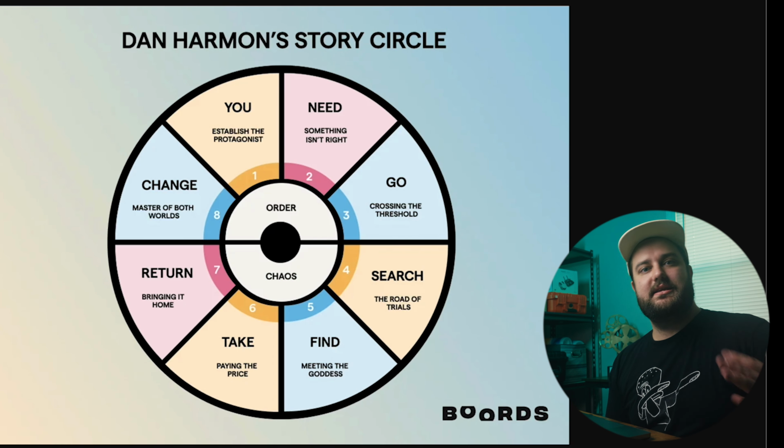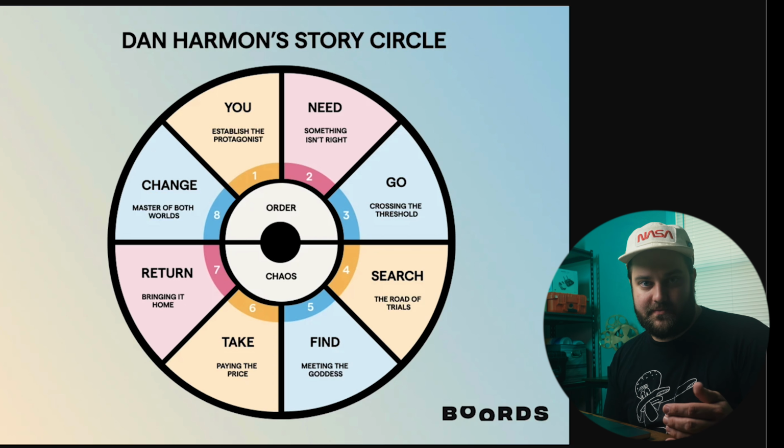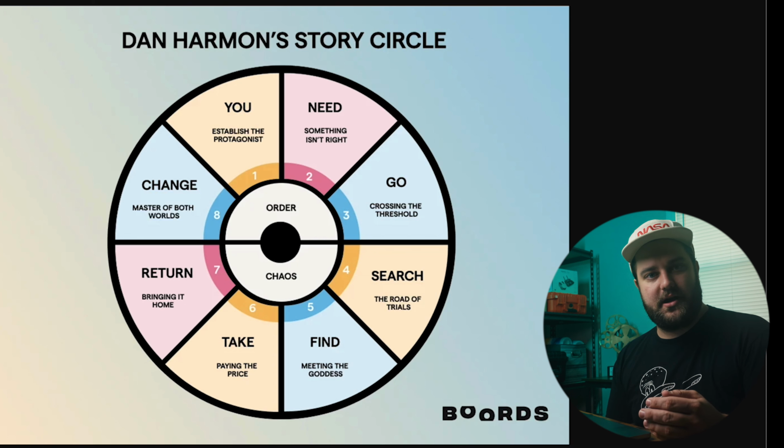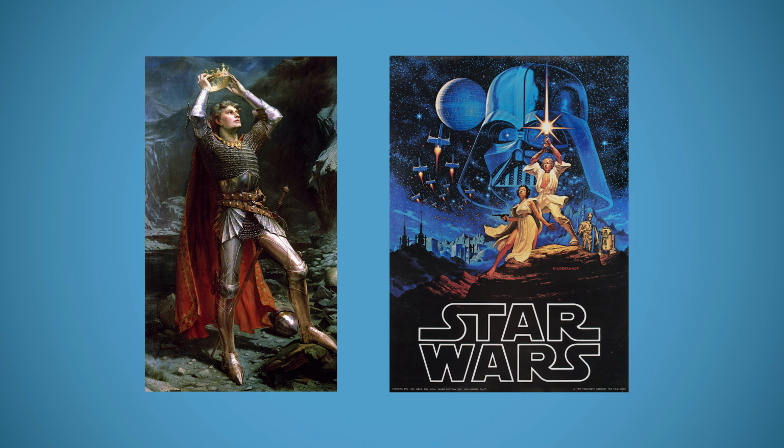So this is the Dan Harmon story circle. And if you're not familiar with this, it's a simplification of what's called the hero's journey or the monomyth, meaning that it's a singular character going on a journey of self-discovery and adventure. Think of King Arthur, think of Star Wars, any story in between pretty much follows this formula.